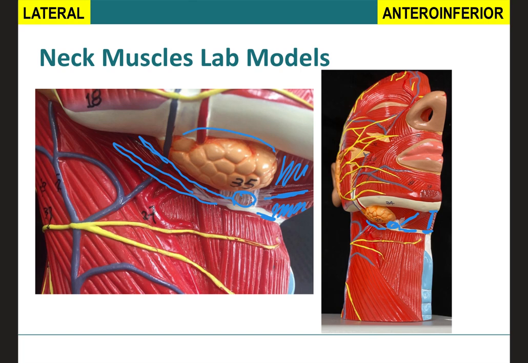Notice how there's a big gland over here. This gland is called the submandibular gland. Makes sense. It's a salivary gland below the mandible. So submandibular salivary gland. And the stylohyoid is closer to the submandibular salivary gland than the digastric. These two can be a little bit confusing on the model, so make sure that you pay attention.